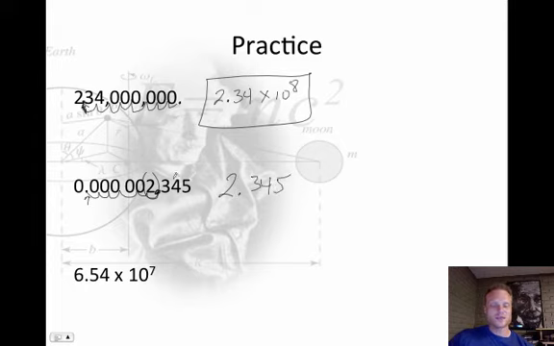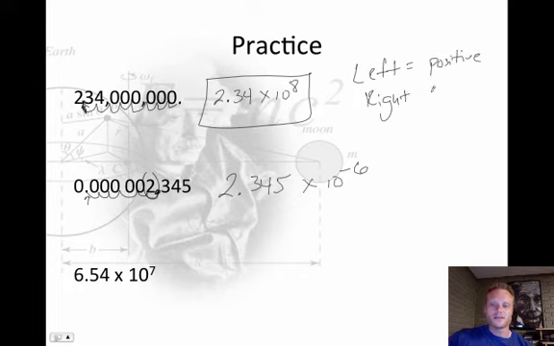So I'm going to write 2.345, because those numbers are all significant, times 10. And then how many jumps did I make? 1, 2, 3, 4, 5, 6 times 10, and this time it's to the negative 6th power because I moved the decimal point to the right. So if you move it left, your exponent is positive. If you move it right, your exponent is negative. And when I'm saying exponent, it's this number up here.